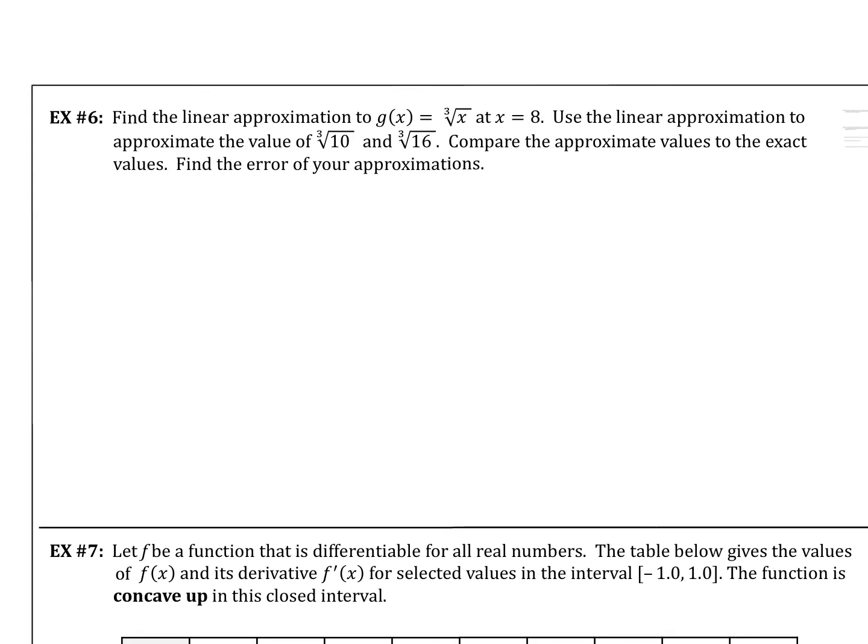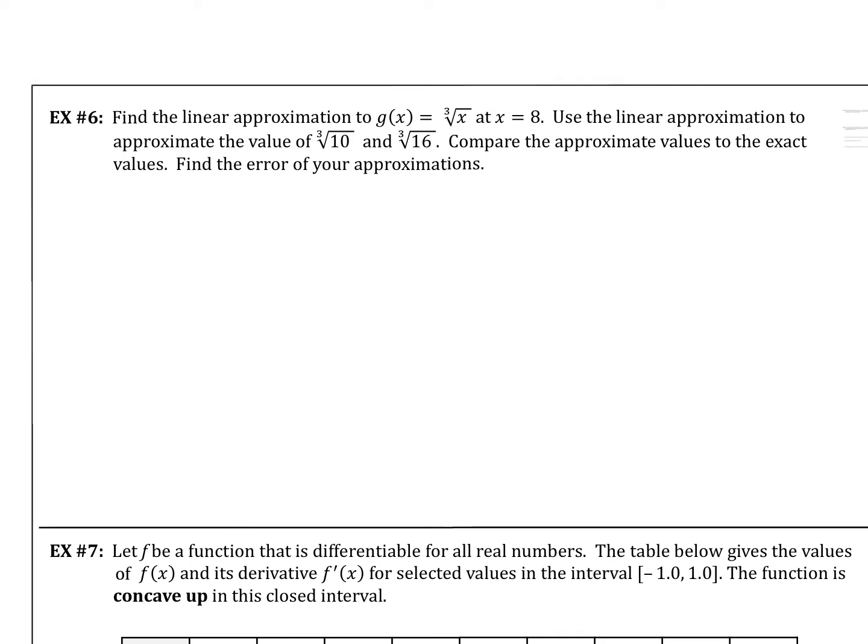Morning, everyone. We are going to pick up today where we left off on Friday in our lesson on linearization, or local linearity, or what's also called linear approximation. And in example 6, we're going to find the linear approximation to g of x equals the cube root of x at x equals 8.